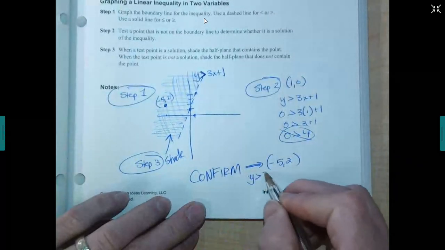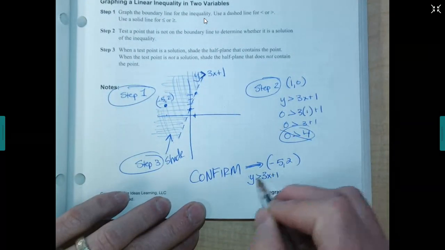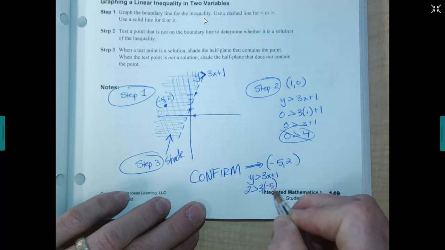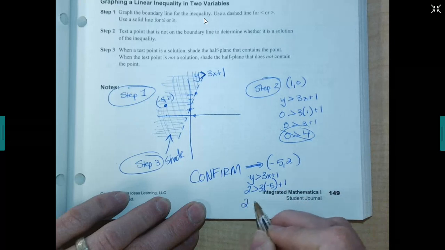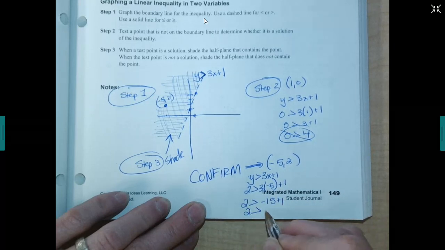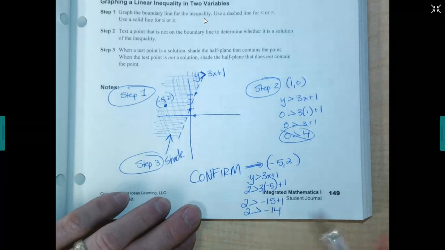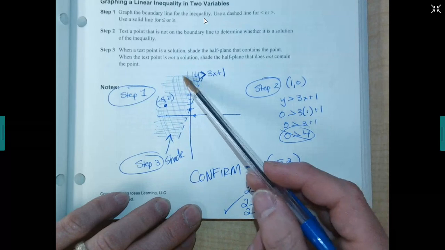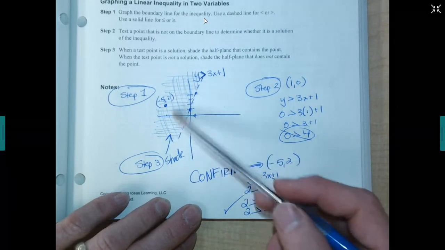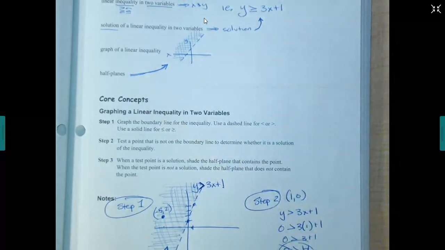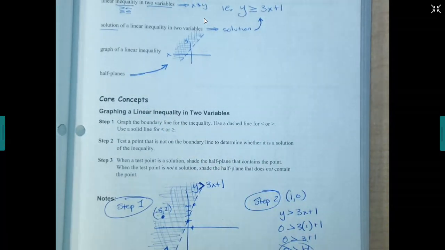y is greater than 3x plus 1. So I have 2 is greater than 3 times negative 5 plus 1. 2 is greater than negative 15 plus 1. 2 is greater than negative 14. And that checks out. So yes, in fact, I did shade the correct half of this. And that shading is what we consider a half plane. So that is the basics.